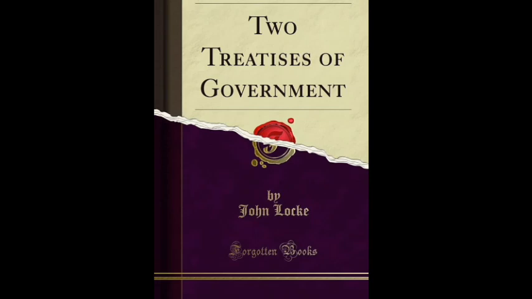1. The state of nature and natural law. Locke begins by discussing the state of nature, a concept that had already been explored by other philosophers such as Thomas Hobbes. However, Locke's view of the state of nature differs significantly from Hobbes's. For Hobbes, the state of nature is a chaotic and violent place where individuals are in constant conflict, leading to a war of all against all.